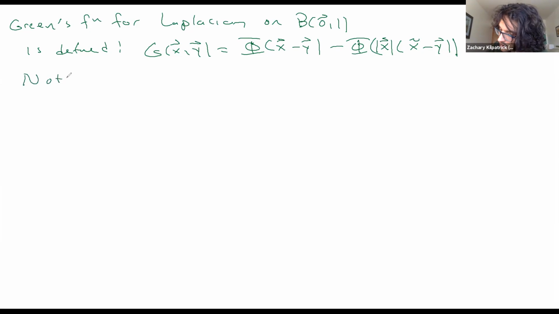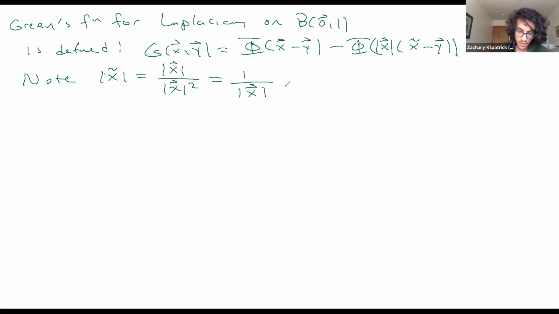First of all, note that if I take the magnitude of x tilde in this case, it's going to be the magnitude of x divided by the magnitude of x squared, which is going to be 1 over the magnitude of x. So maybe that's giving some clue as to why you would expect a scaling by this magnitude of x to show up there. But let's actually check that this works.